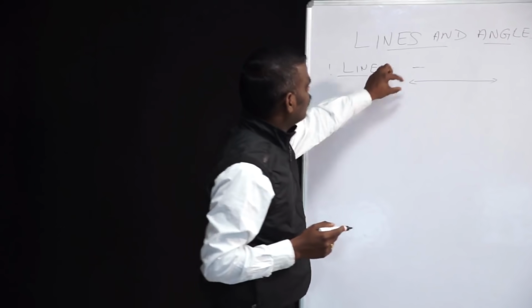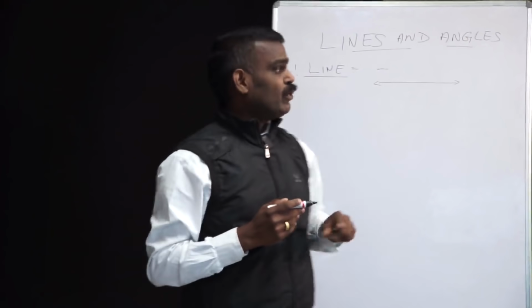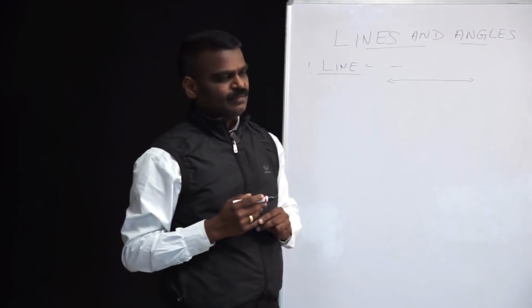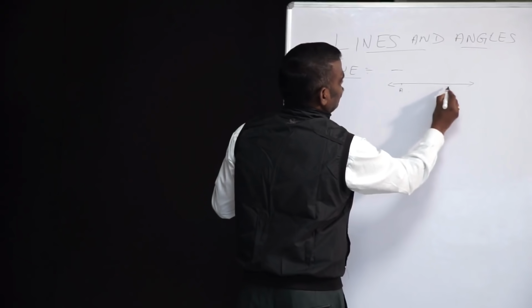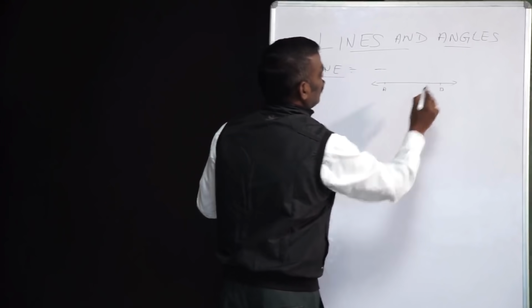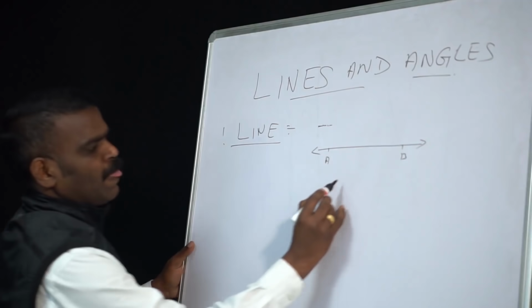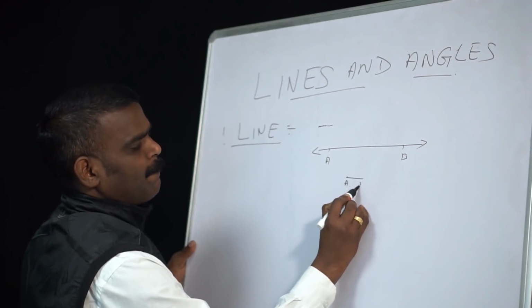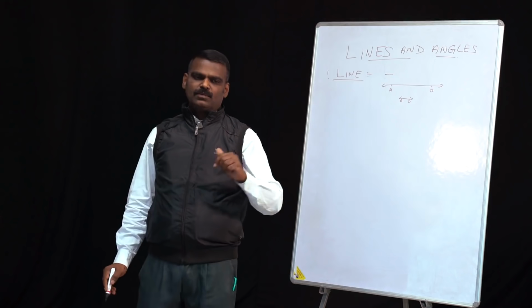Can you measure this? What is the breadth of this line? Cannot, right? But we can measure at least a length. So this is called point A, this is called point B. So we call it line AB. It denotes shortly AB. We can also write, okay?